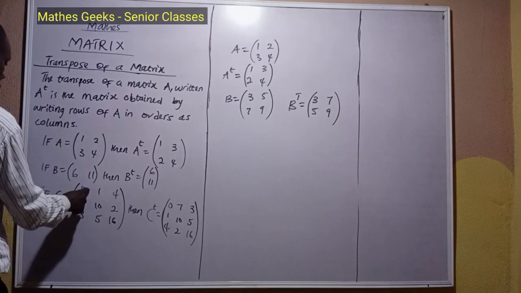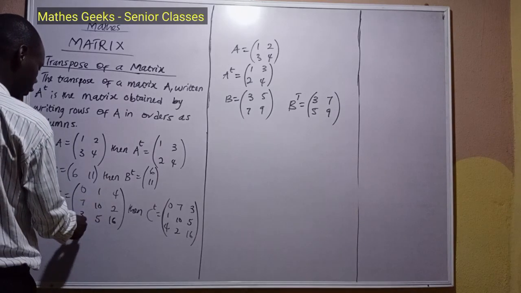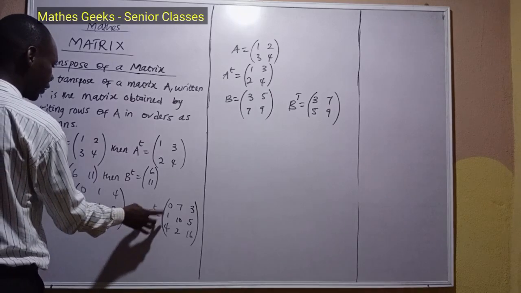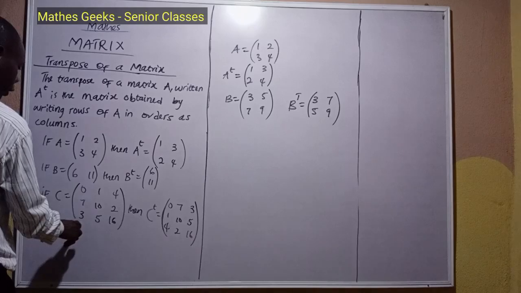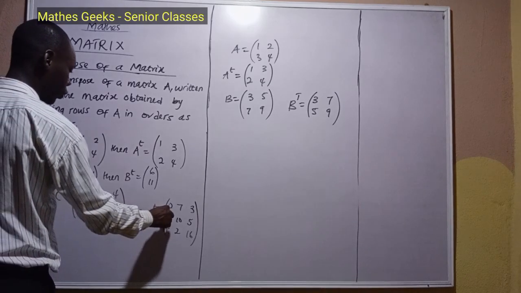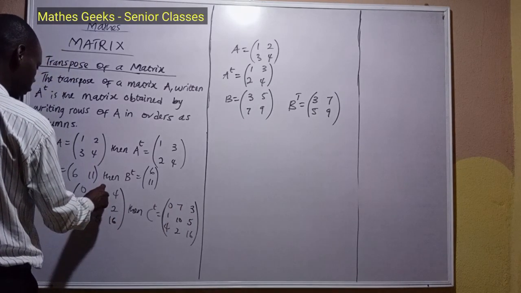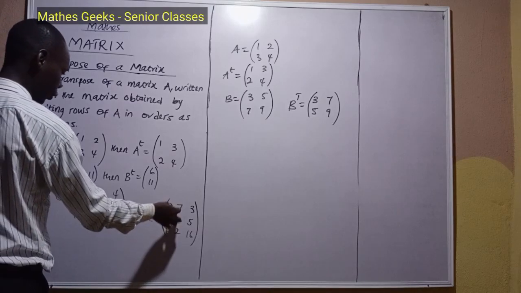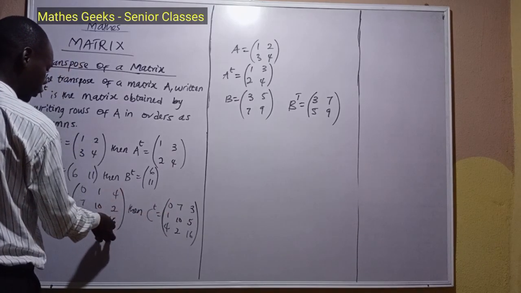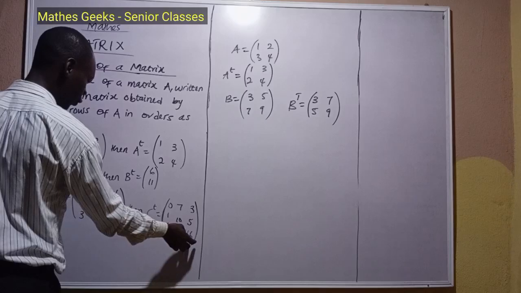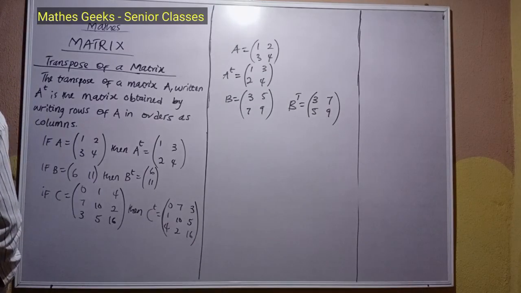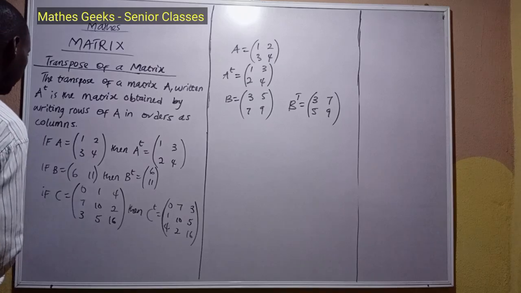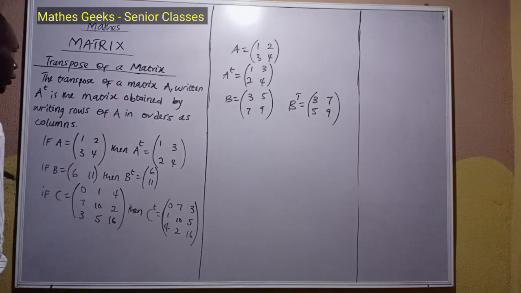So if C is equal to 0, 1, 4, 17, 2, 3, 5, 16, then C transpose is 0, 7, 3. 0, 7, 3 is a column here, but when you are transposing, it becomes a row. 7, 10, 5 is a column, but it becomes a row. And 4, 2, 16 is a column, it turns to a row when transposed. This is all transpose of a matrix is about. We shall take examples on this topic.